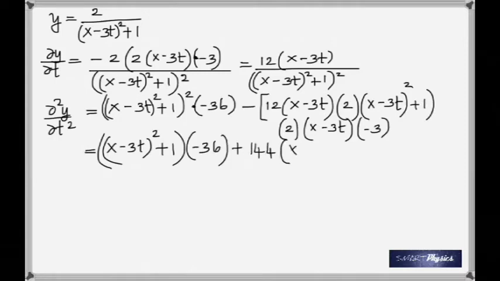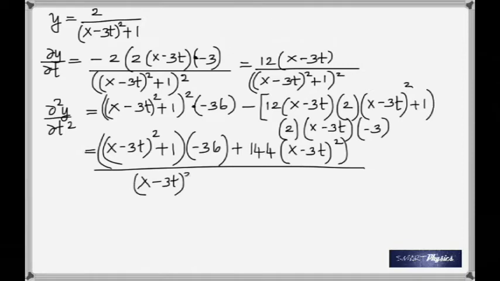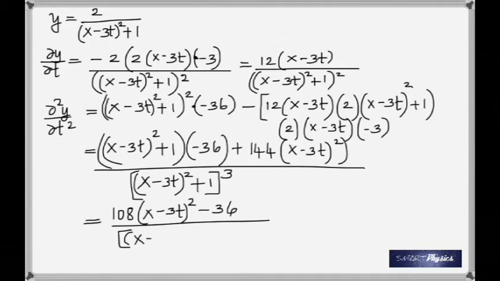Plus 144 when you multiply all these, 12 times 2 times 2 times 3, and 2 negatives here, negative outside, negative here, make it positive. Okay, that's how you get 144, and then you can distribute that. You have 144 here and minus 36 here, so that gives you 108 (x minus 3t) whole squared, and then you have minus 36 because of this minus 36 times 1, and the denominator is unchanged.